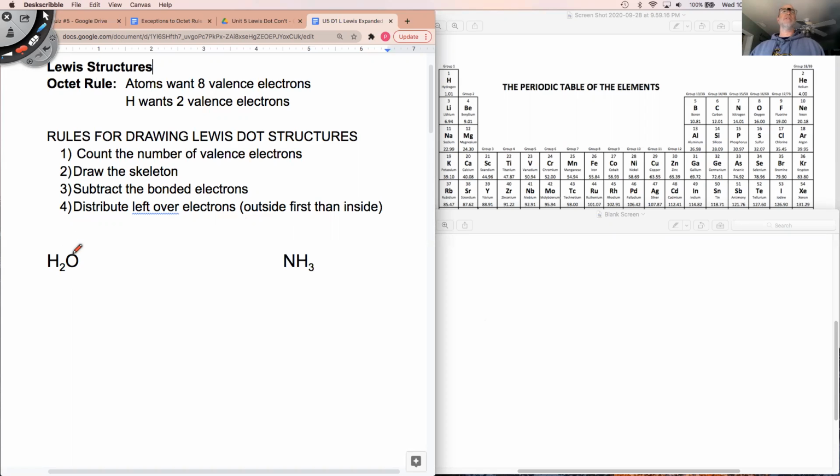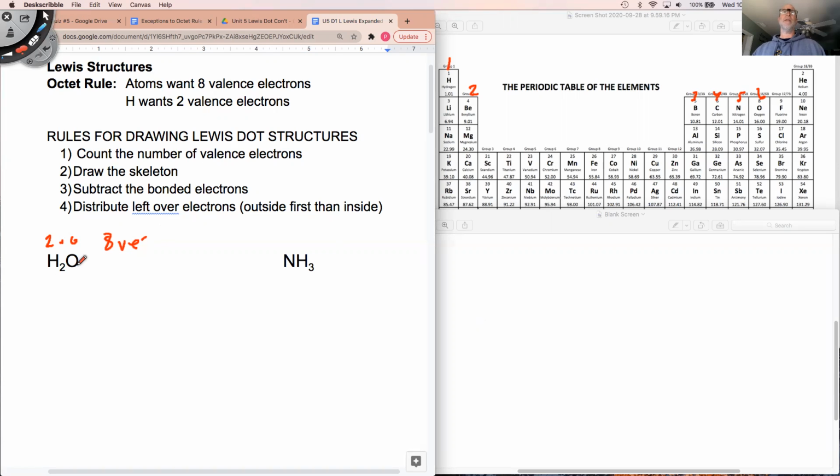So here we go. So we have water. First thing we do, count the valence electrons. There is H2. Each hydrogen has 1 valence electron, but there's 2 hydrogens, which means you have 2 valence electrons. Oxygen has 1, 2, 3, 4, 5, 6 valence electrons. So we have 6 valence electrons. So the total number of valence electrons, we have 8 valence electrons. That V is a valence, that's an E for electron. Now what we want to do is we want to draw out the skeleton.